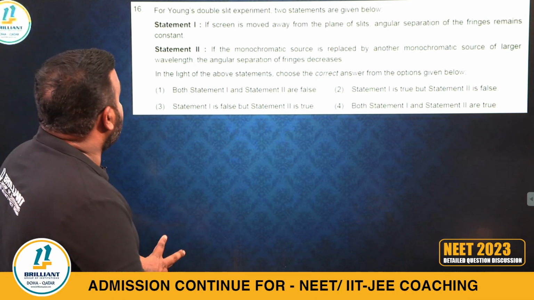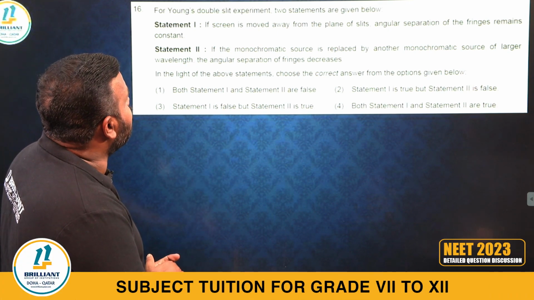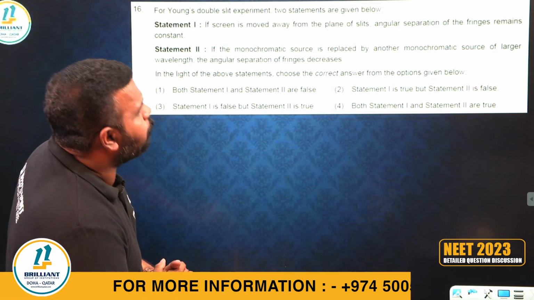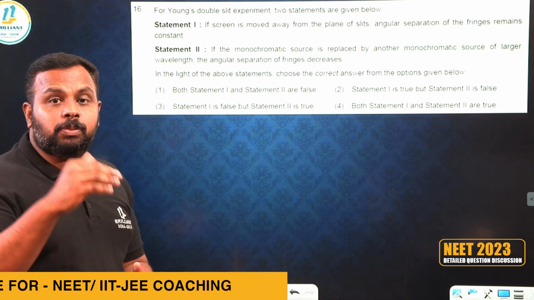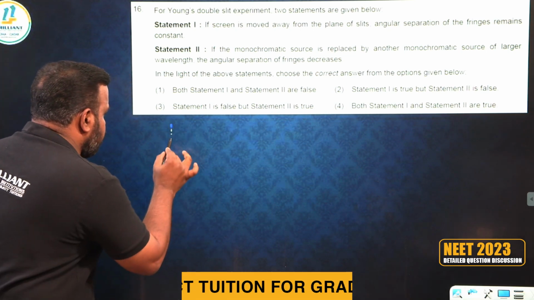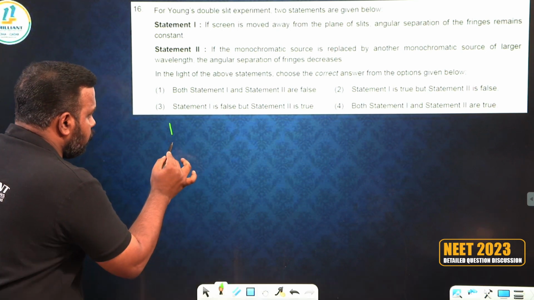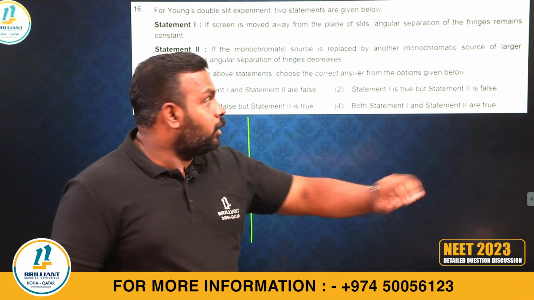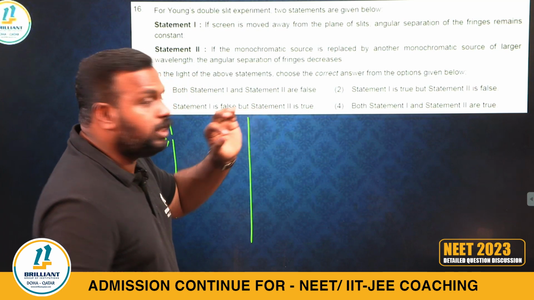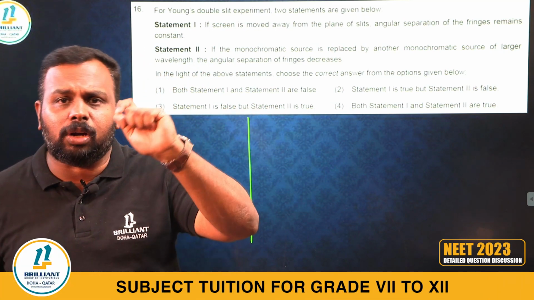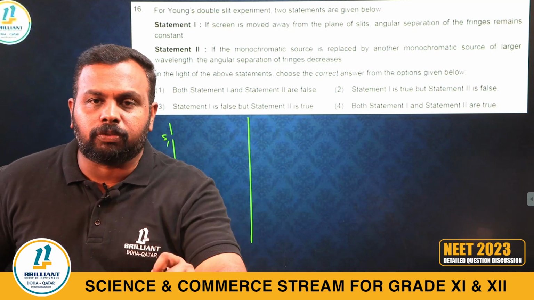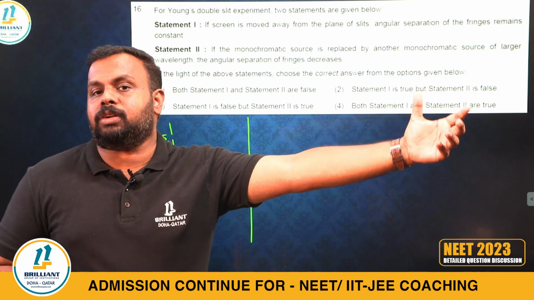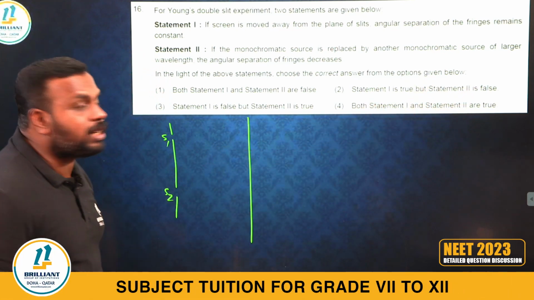Look at this. Again, there are two statements for Young's double slit experiment. Two statements are given below. If the screen is moved away from the plane of slits, angular separation of the fringes remains constant. See, in the double slit experimental setup, two slits S1 and S2. If you are moving the screen away, they are saying that the angular separation of the fringes remains constant. Remember, angular width is independent of the distance between the slit and the screen. Linear width will increase, but angular width, the angle, remains the same. So statement 1 is correct.